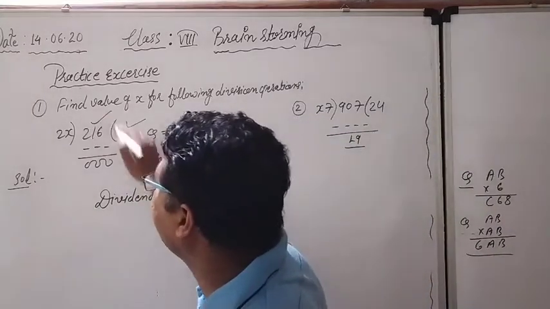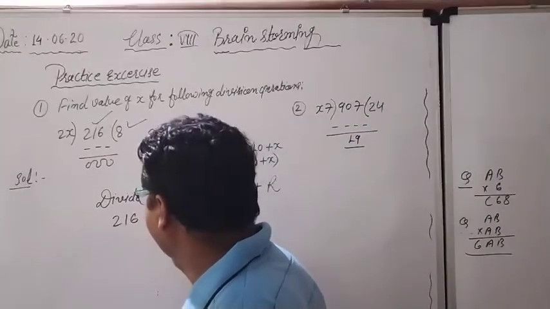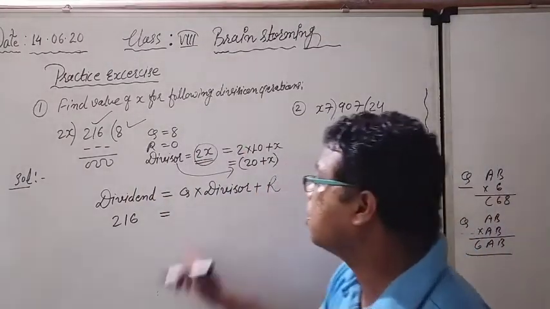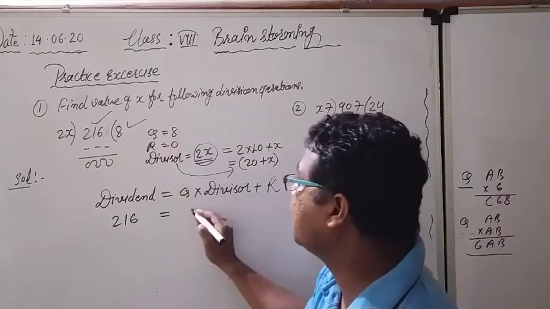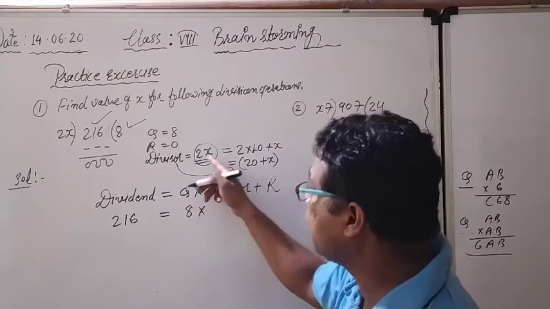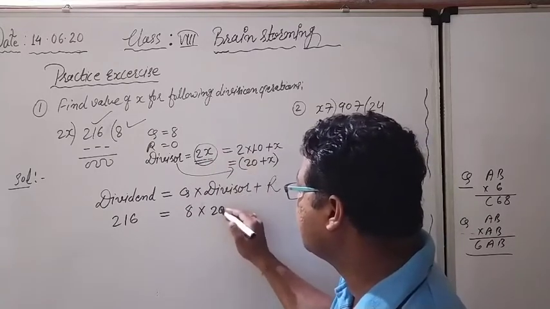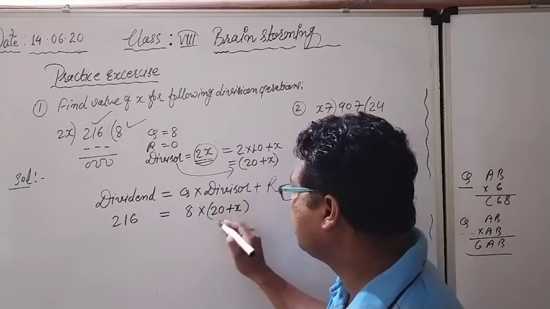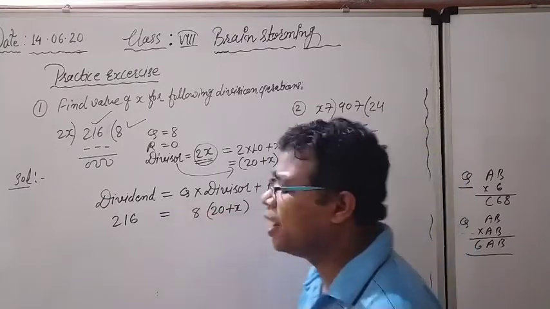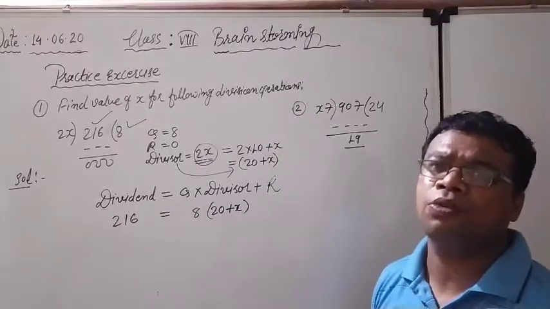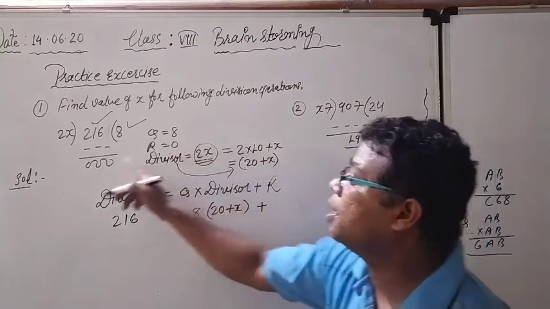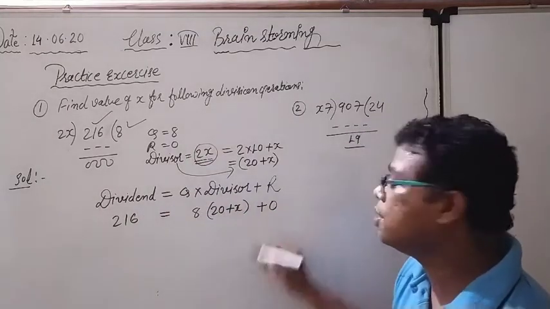What is the dividend? Dividend means what we have to divide, which is none other than 216. What is the quotient? Quotient you can see I have written here, 8. What is the divisor? It is not 2x, it is a 2-digit number, so it is converted in the form of 20 plus x. No need to put the multiplication sign here; the bracket itself shows the multiplication of 8 with this. Plus remainder. What is the remainder? You can see it is 0.